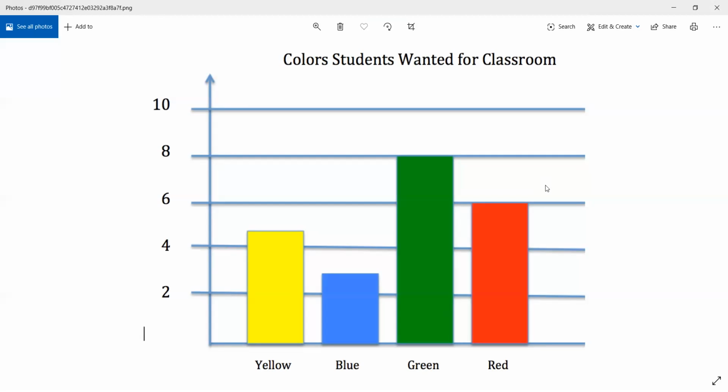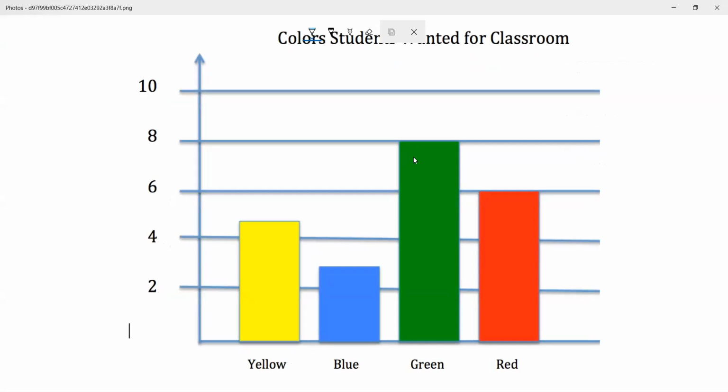See, there are several ways of interpreting this data, depending on the question that you are asking. If I simply ask how many people wanted green, I can tell that it is 8. Another question I can ask is how many people did not want green, so it will include yellow plus blue plus red. So that is 5 here, 3 here, and 6 here. So that will represent 14 people did not want green. There are several ways of inferring the same data.